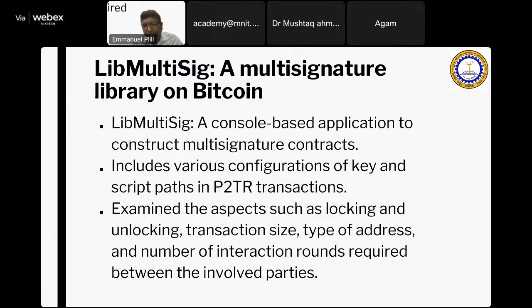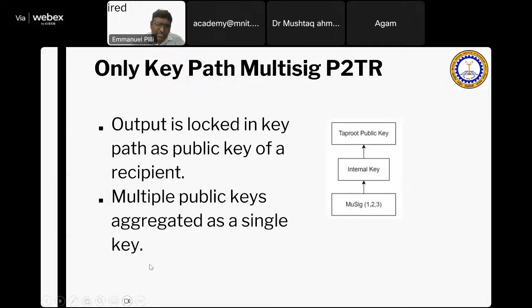So this is what we did as a contribution from our side, libmultisig. We created a multi-signature library on Bitcoin, right? It's a console-based application to construct multi-signature contracts. So if you want to create scripts and you create locking and unlocking scripts, you can use this, and it includes various configurations of key and script paths in P2TR transactions, all those things that we have discussed. It examined aspects such as locking and unlocking, the transaction size, type of address, and number of transaction rounds required between the involved parties. All these things are there.